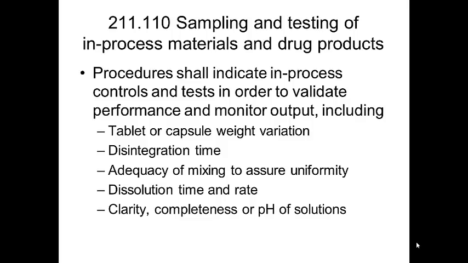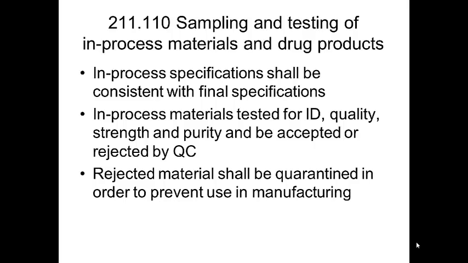110. Sampling and testing. Procedures shall indicate in-process controls and tests in order to validate the performance and monitor the output. Whatever that is, here are some examples. You want to make sure you have that in place.